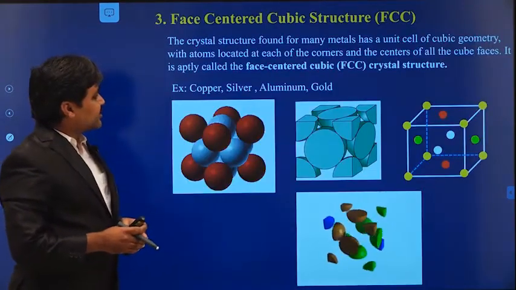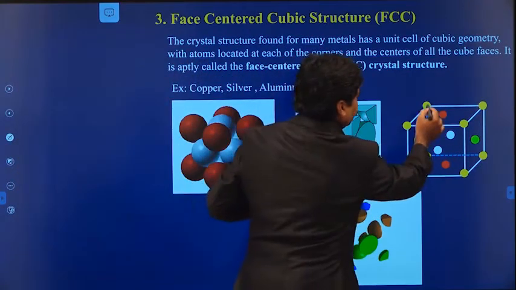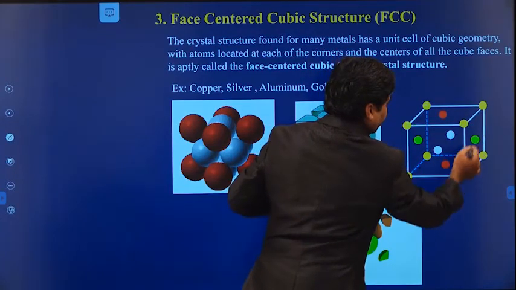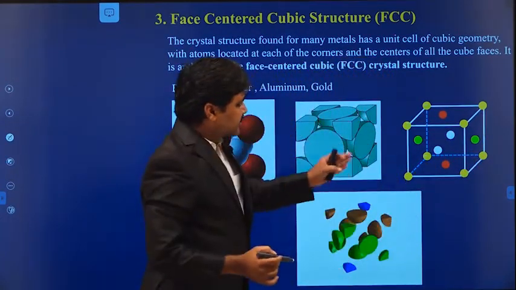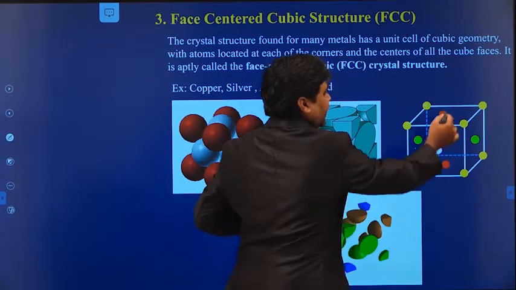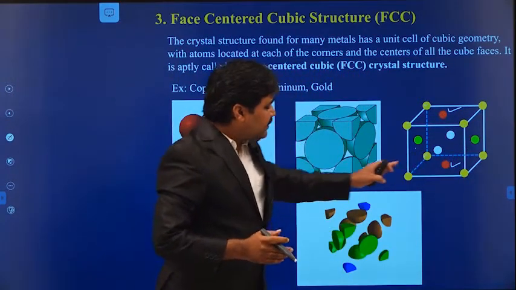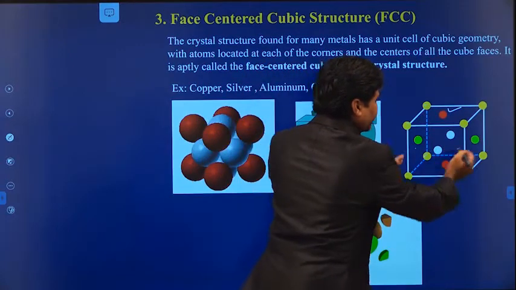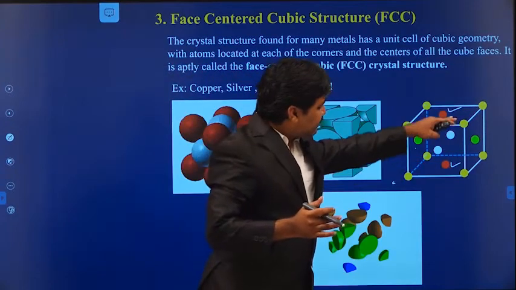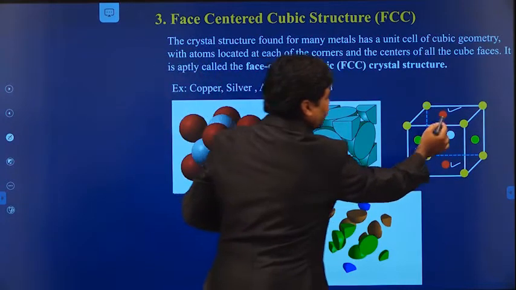Next one is the face-centered cubic structure. In case of face-centered cubic structure, these are the corner atoms. There are 8 corner atoms. On the top we have 4, and on the bottom we have another 4. In a similar way, we have 4 faces on the 4 sides, and we have the top face and bottom face. Since this is a cube, totally there are 6 faces, and these atoms are located only at the faces.